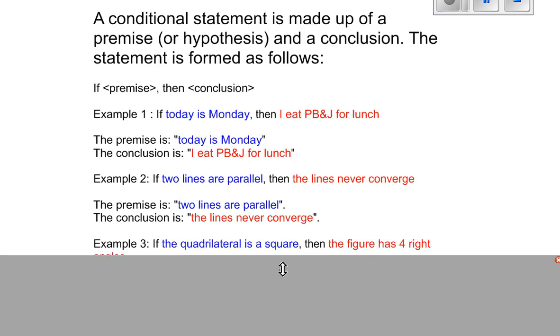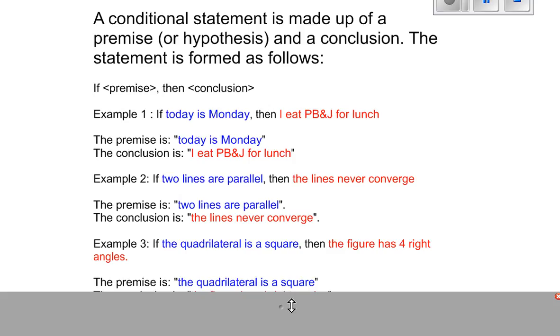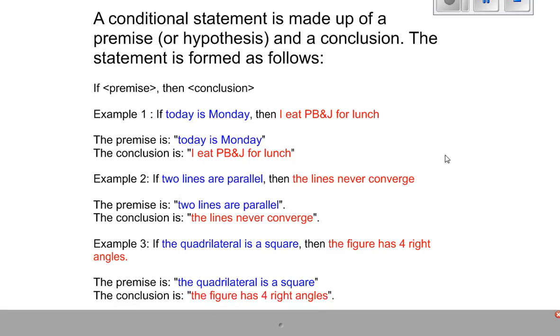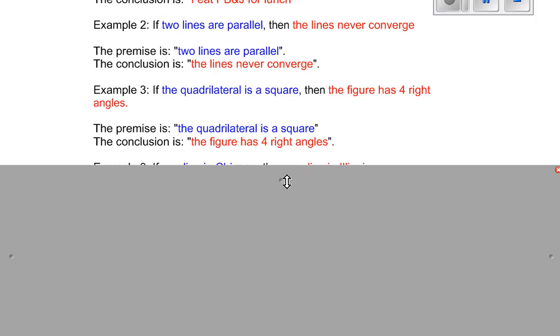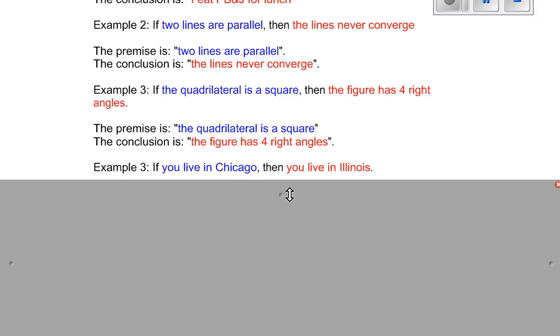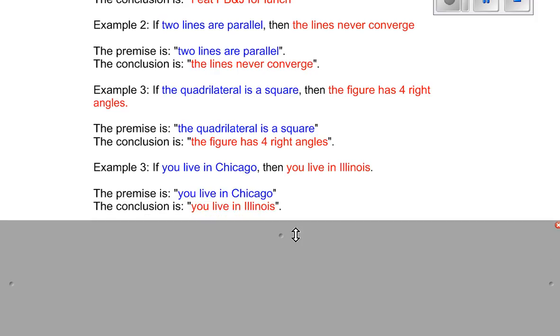Let's take a third example. If the quadrilateral is a square, then the figure has four right angles. The premise is the quadrilateral is a square. The conclusion, the figure has four right angles. Let's take another example. Again, if you need to, put your player on pause and then hit play when you're done. If you live in Chicago, then you live in Illinois. So the premise to our conditional is you live in Chicago. The conclusion to our conditional is you live in Illinois.